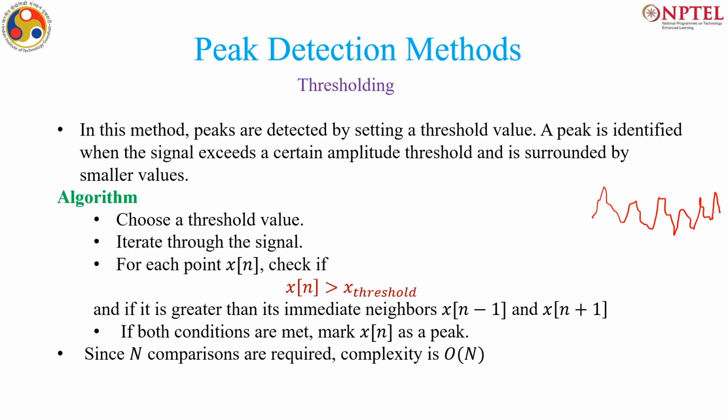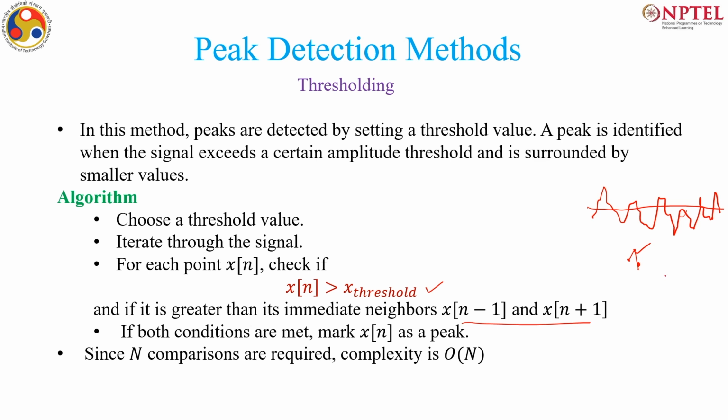So, to me probably this is not a good peak. If I set a threshold like this, so anything above the threshold, if I have this condition met, that x of n is greater than x of threshold, and also the immediate neighbor check, like this point is greater than its neighboring points, then I will say this point is a peak.